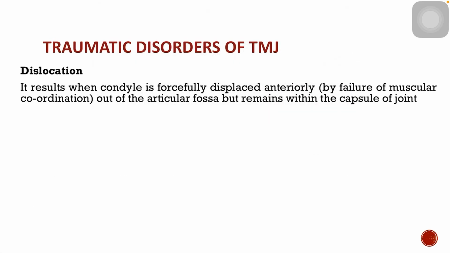Traumatic disorder of the TMJ: first, dislocation. Dislocation results when the condyle is forcibly displaced anteriorly by failure of muscular coordination out of the articular fossa but remains within the capsule of the joint.